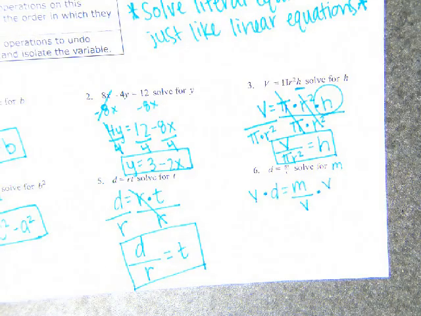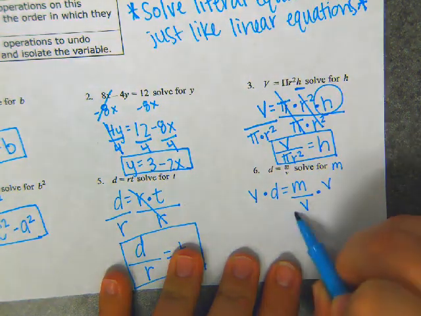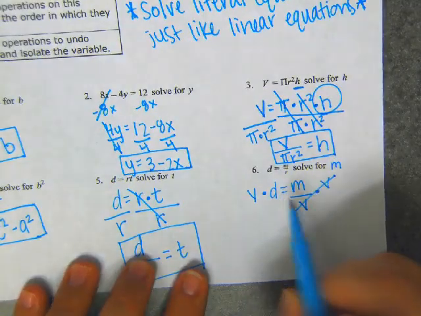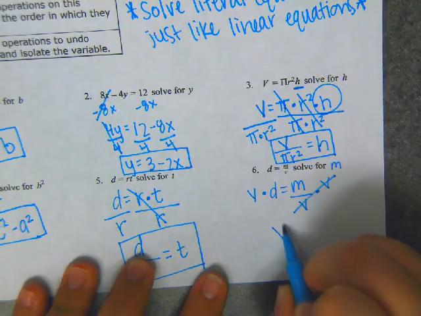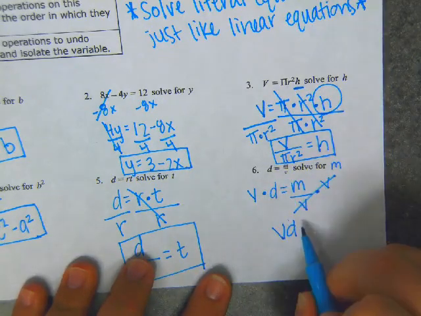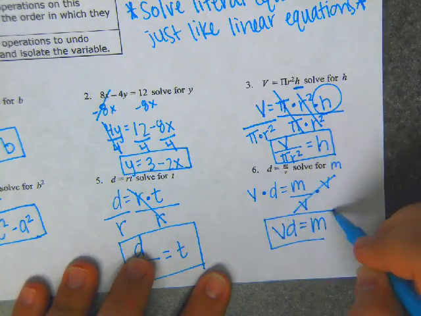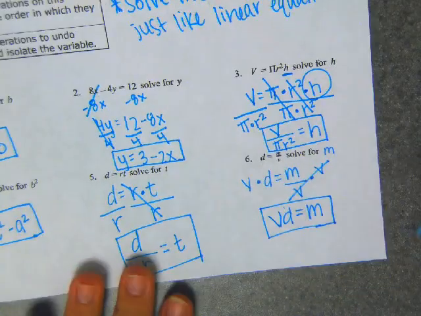Okay, we're going to multiply both sides by v. That's going to make our v's cancel on the right. V times d is the same thing as vd, or you can leave it with the multiplication symbol. And then all we are left with is this m on the right side, and then we are done.